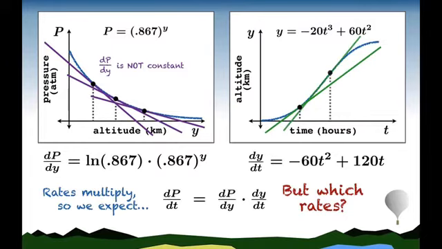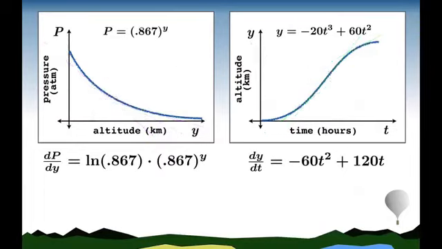Similarly, dy/dt, the rate at which altitude changes with respect to time, is also not a constant. It changes as a function of time t. So let's analyze the rate of change when t equals 1. It's pretty clear that we'll want t equals 1 in the right-hand derivative. This will give us the rate of change of altitude with respect to time for the balloon at t equals 1. That much is pretty obvious.